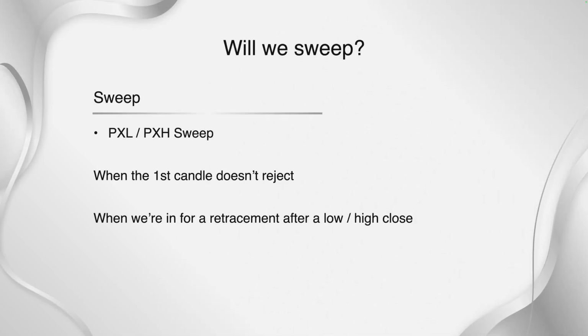Will we sweep? Based on candle signs, we can basically always have a good idea of what we are likely going to do next, at least the next candle, and based on order flow, the next coming candles. Will we sweep is then a question that rises. Because what is a sweep again? Previous X low or previous X high sweep, which again is also those swing points, right? Swing point sweep. When the first candle doesn't reject, that is when we can expect a sweep right now. Then the next thing is when we are in for retracement after a low high or low or a high close. So what are these 2 different things? I'll show you exactly what I mean as well.